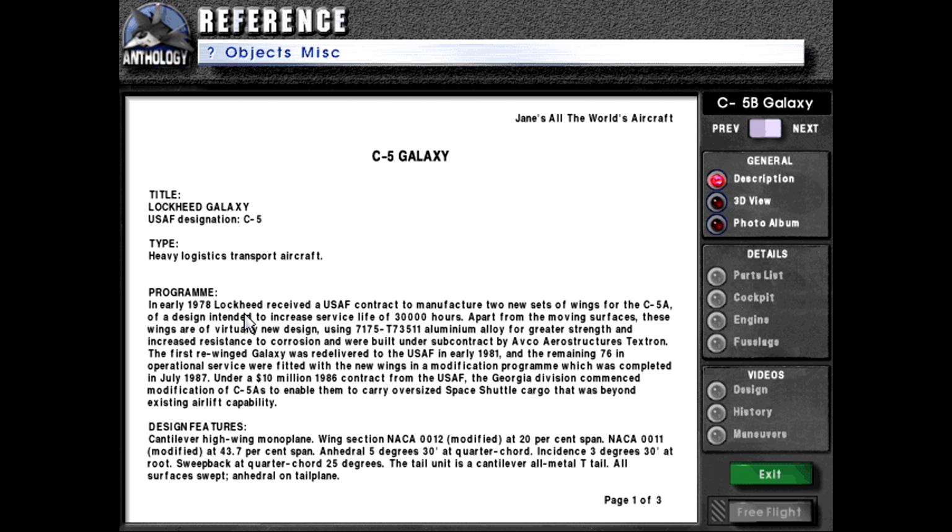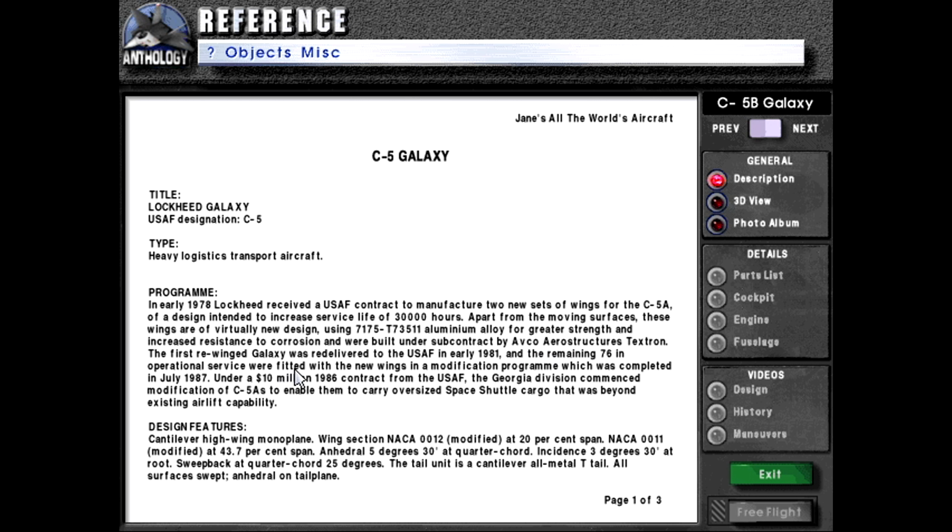Program: In early 1978, Lockheed received a USAF contract to manufacture two new sets of wings for the C-5A, of a design intended to increase service life of 30,000 hours. Apart from the moving surfaces, these wings are a virtually new design, using 7175-T7351-1 aluminum alloy for greater strength and increased resistance to corrosion, and were built under subcontract by Avco Aerostructures Textron.